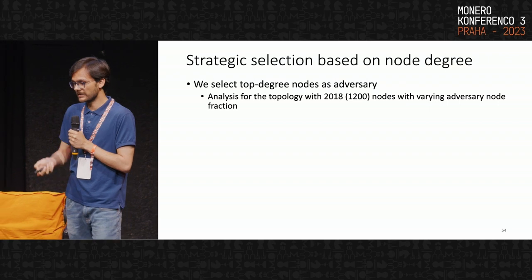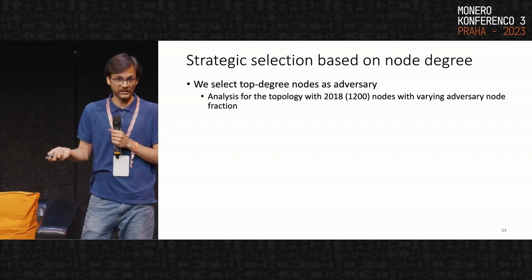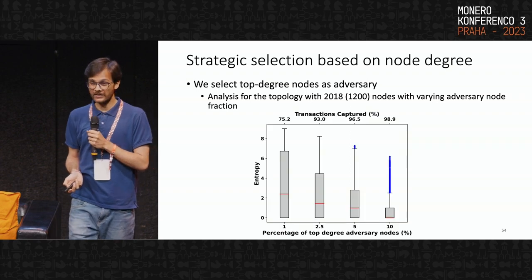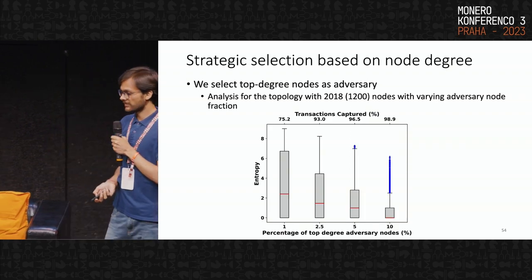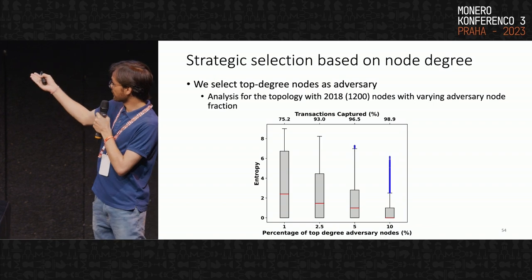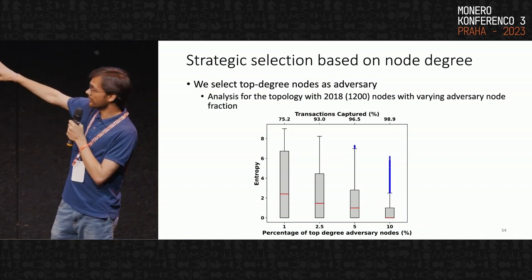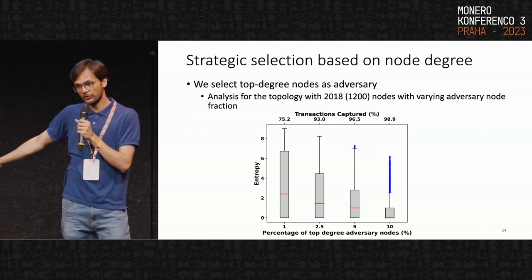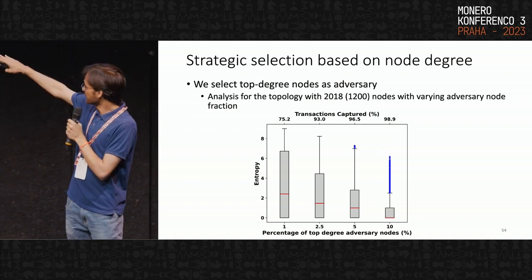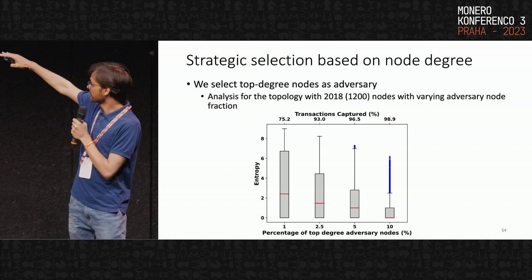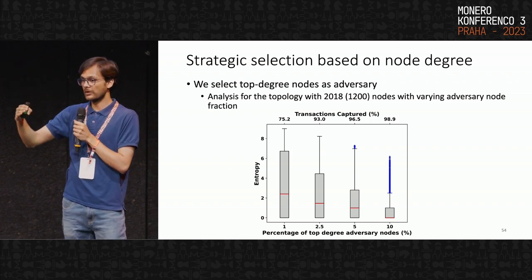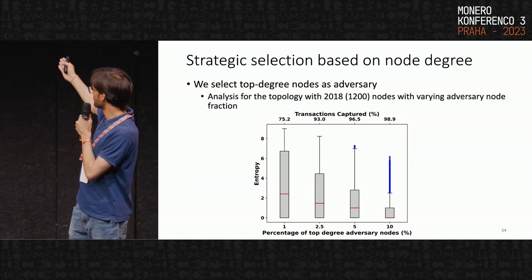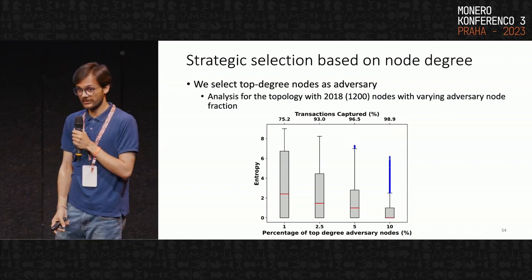So we selected the top degree nodes as the adversary in the Lightning Network, for a topology which was there in 2018, and these are the results that we observed. You can see on the x-axis that if 1% of the top degree nodes are the adversary, then 25% of the transactions can be completely de-anonymized for them. And for 50% of the transactions, the entropy is 2. That means you have doubt only among 4 or fewer nodes. And you can see that if there is 10%, this ratio decreases drastically.